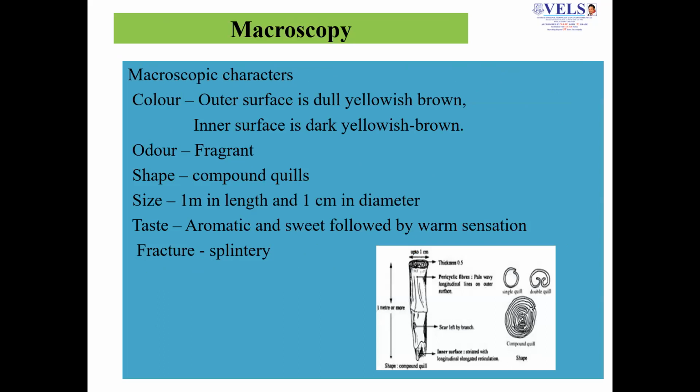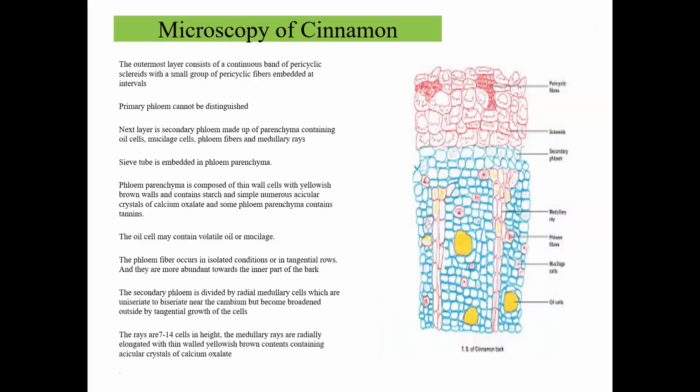Macroscopical characters. Color: the outer surface is dull yellowish brown and the inner surface is dark yellowish brown. Odor is highly fragrant. Shape is compound quills. Size of the bark is about 1 meter in length and 1 centimeter in diameter. Taste is aromatic and sweet, followed by a warm sensation. Fracture is splintery.